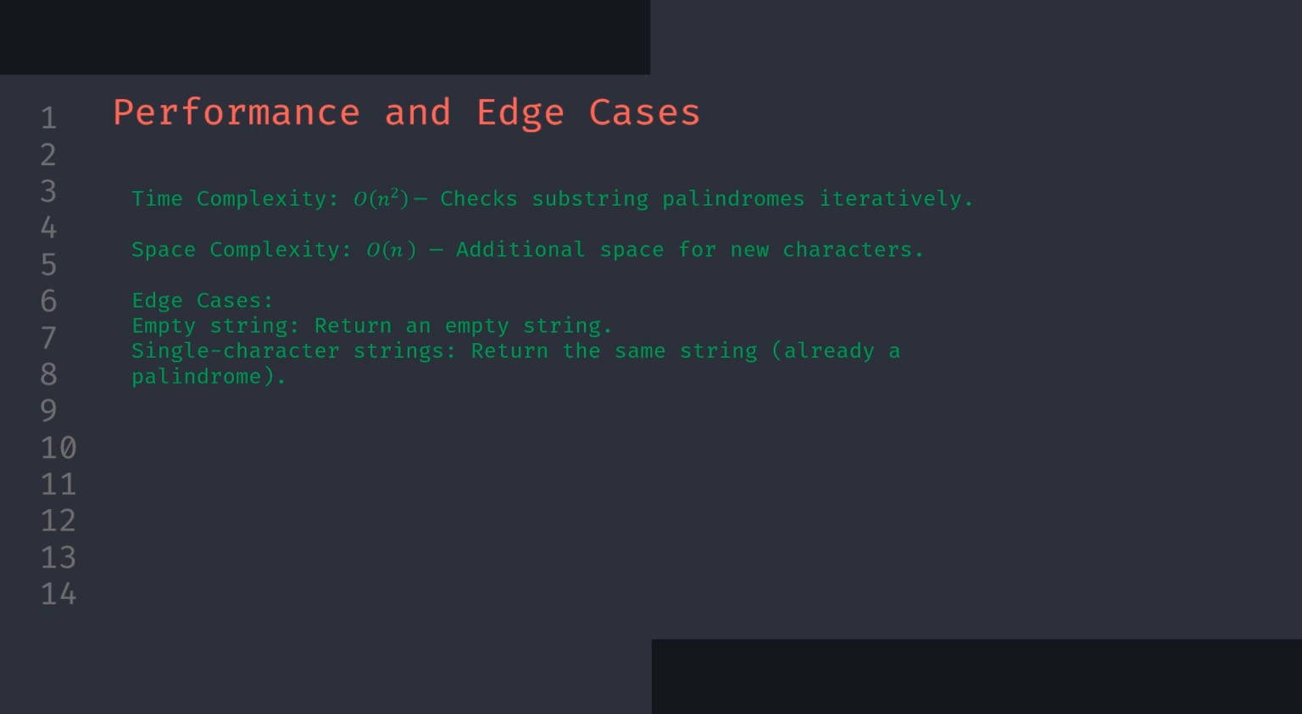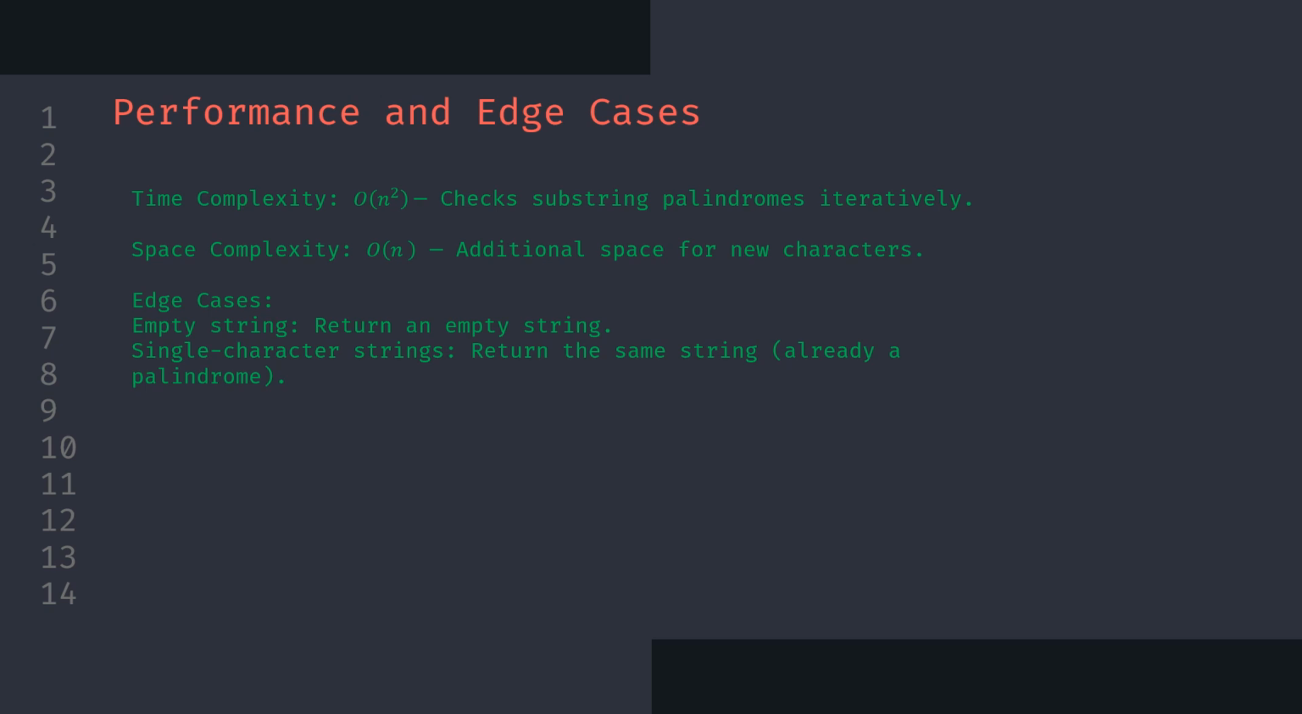Now let's consider the performance and edge cases. Time complexity. The algorithm has a quadratic time complexity of big O n squared because it iterates through all potential palindrome lengths and performs character checks for each. Space complexity. The space usage is linear, big O n, as the new characters are appended to the string.